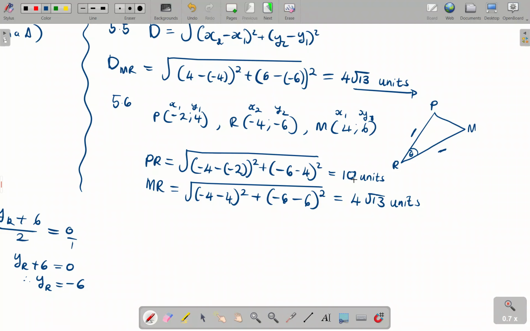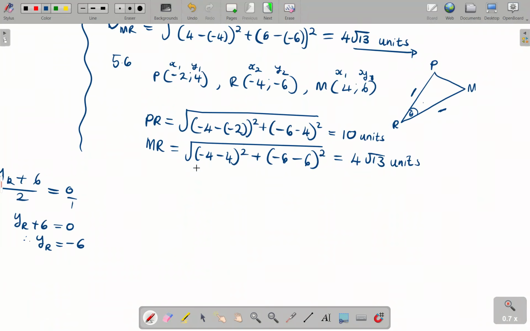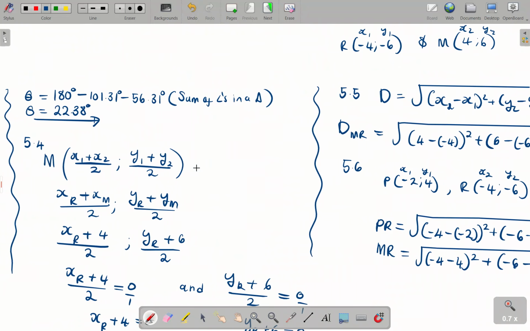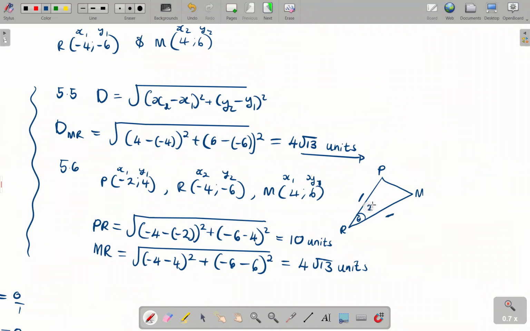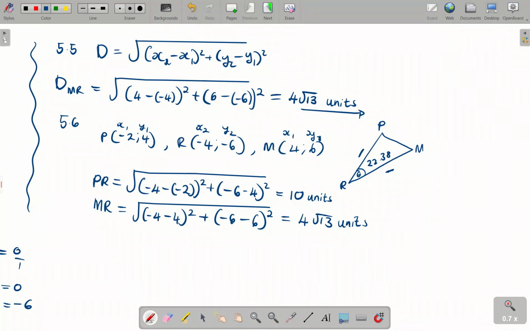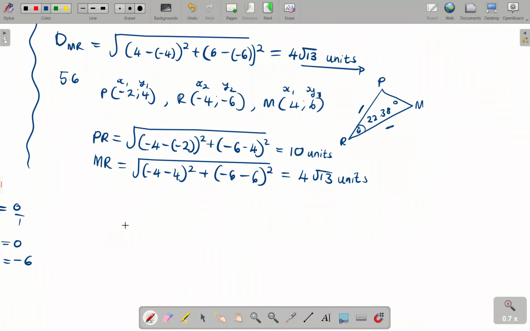So now we know this angle. We calculated that angle. Where's that angle? It's here, 22.38. So we know this angle is 22.38, and that's in degrees. So now the area of triangle PRM is just going to be what? The half of, we're not going to say A times B.